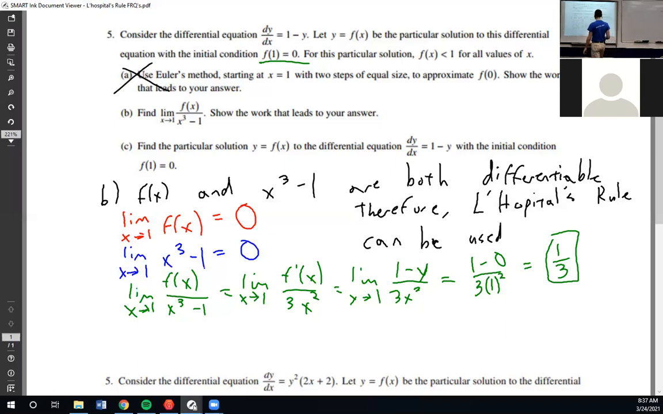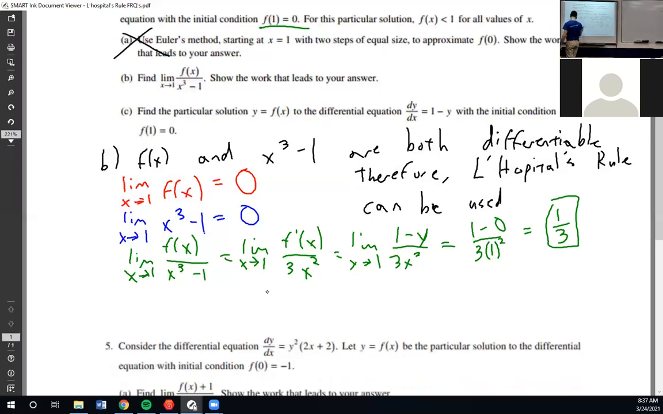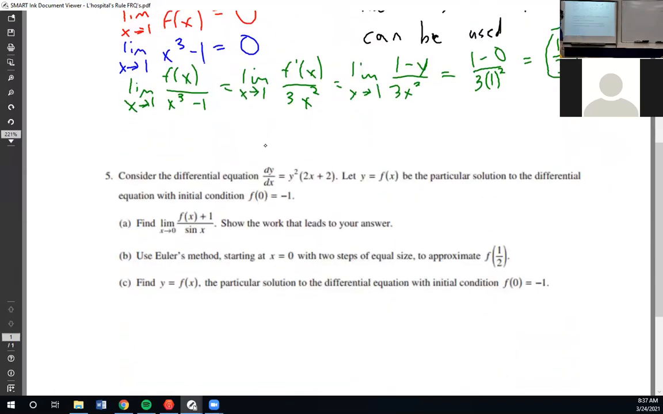Part C of this question, which I also want you to try because you should be able to do it, is to find a particular solution to the differential equation. That means we're using separation of variables on that problem and getting what the original function was. So you should be trying that one too. Same thing down here. You should be able to do part A. You are not expected to do part B. You should be able to do part C.